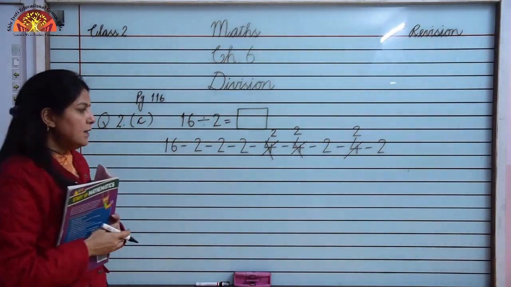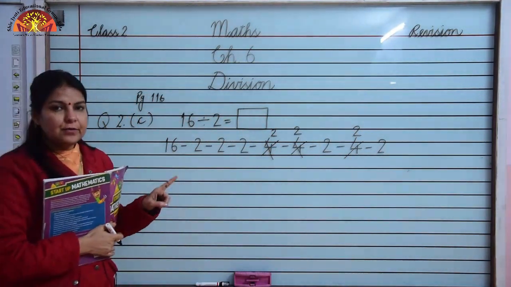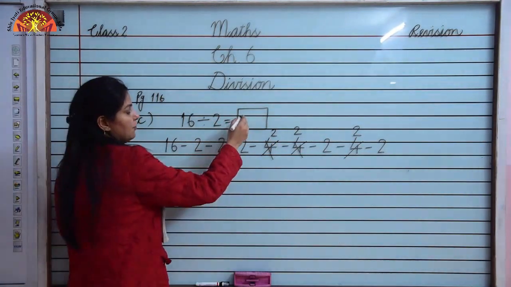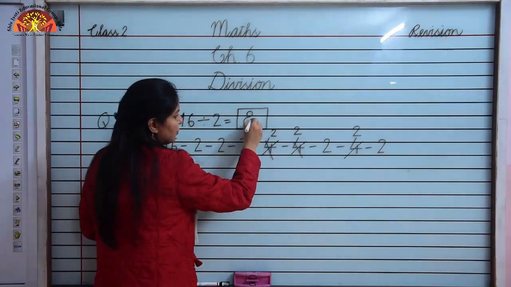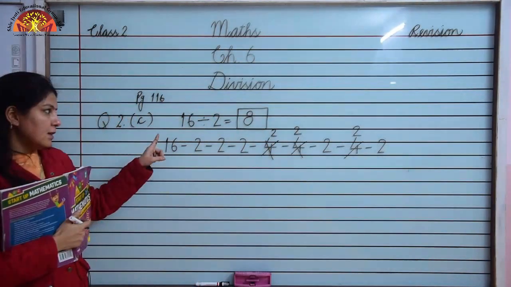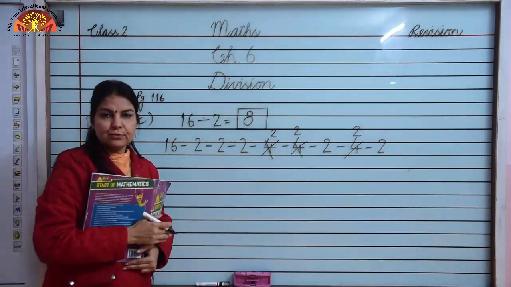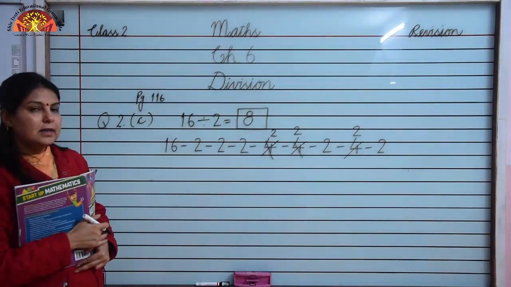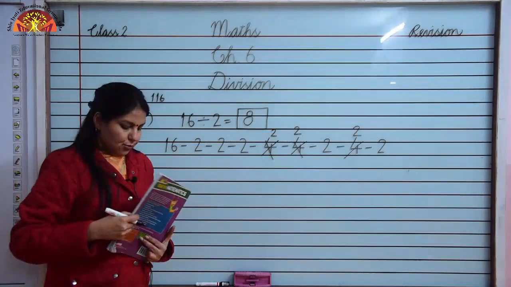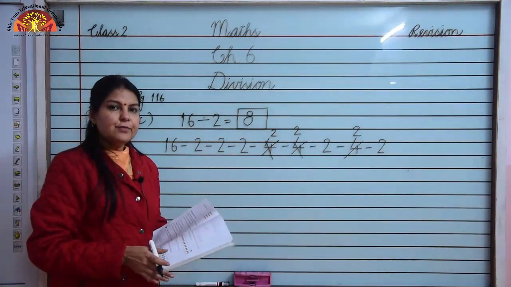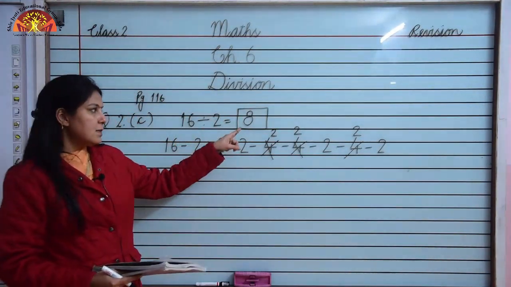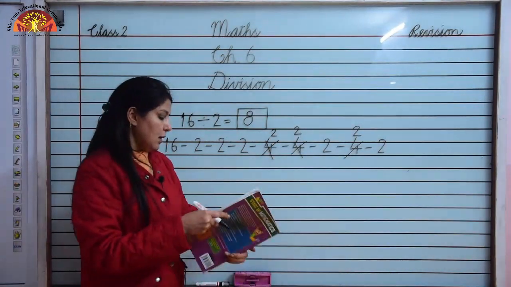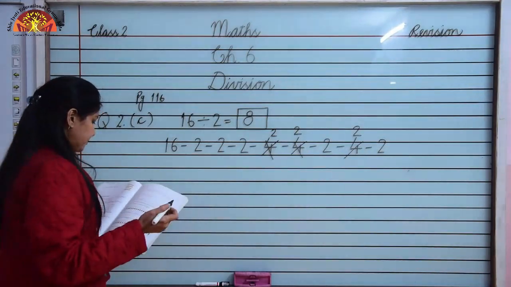So what we will get? 8 times when we are subtracting 2 from 16. So when we speak the table of 2, we will get 16. As you can see, 2 ones are 2, 2 twos are 4, 2 threes are 6, 2 fours are 8, 2 fives are 10, 2 sixes are 12, 2 sevens are 14 and 2 eights are 16, and we are subtracting 8 times. Okay. Now let's see one more sum.